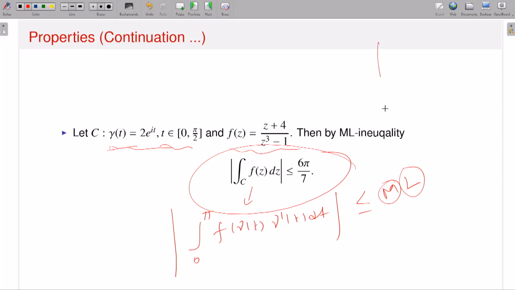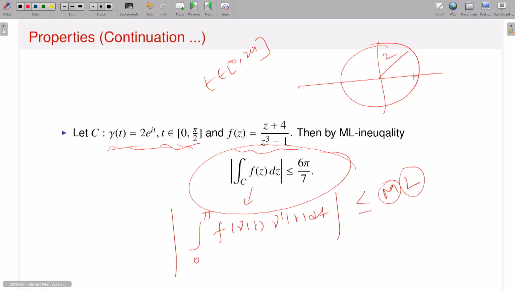So what is this curve? This is a circle, right? If t runs from 0 to 2 pi, it will give you a full circle with radius 2. Now I am going from 0 to pi by 2, so I am only considering this part. What is the length of this part? The circle has radius 2, so the total length is 2 pi times r, which is 4 pi. I am considering only the first quadrant, so the length is pi. So L is pi.